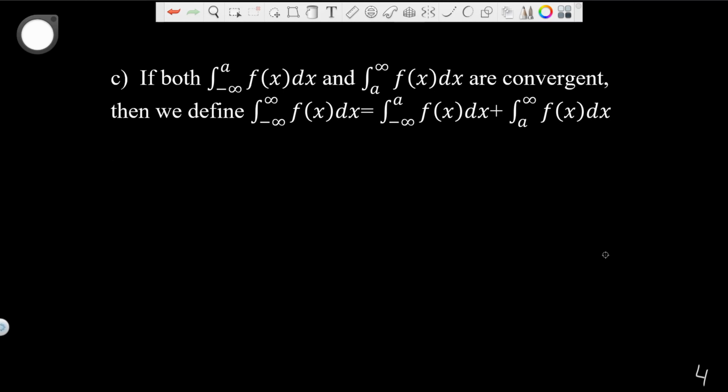And that is equal to negative infinity to a, and then a to infinity. A is some arbitrary point between negative infinity and infinity. As long as these exist, as long as they're convergent, then this integral will work. I want to provide some more context before moving on as well, why this makes sense in the slightest.